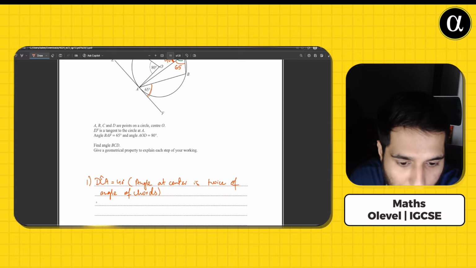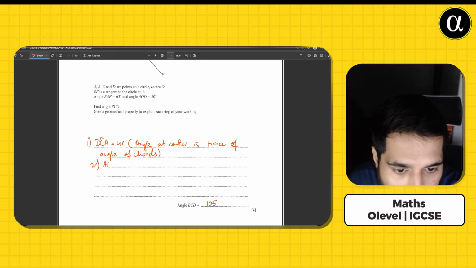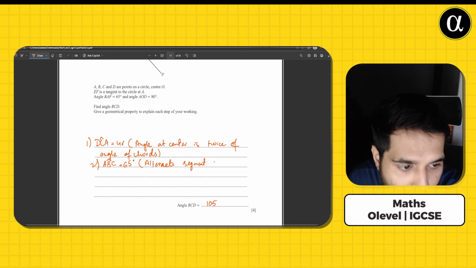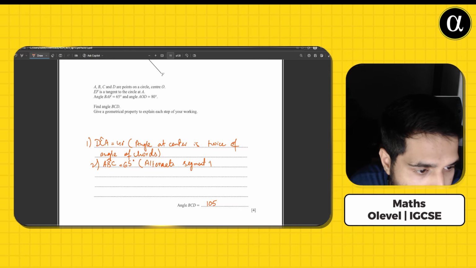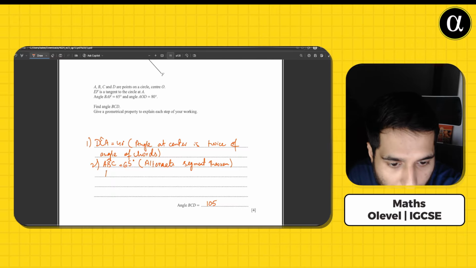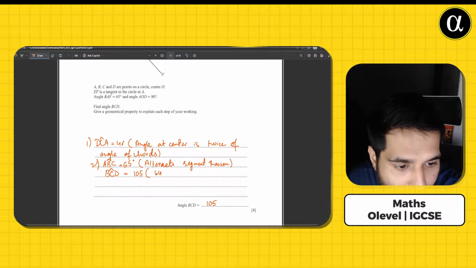Now the second statement could be that angle ABC was 65. Angle ABC was 65 degrees using the property alternate segment theorem. All right, alternate segment theorem, that is found with the help of tangents. And the final answer BCD is going to be 105, that we got by adding the two numbers, which is 65 plus 40. So that's how we get it.